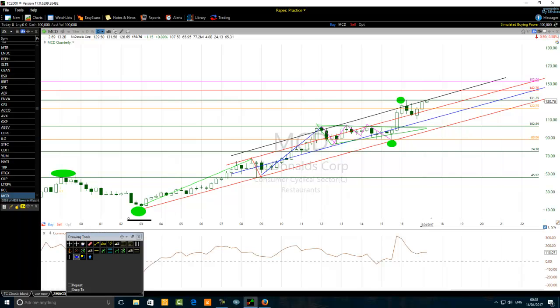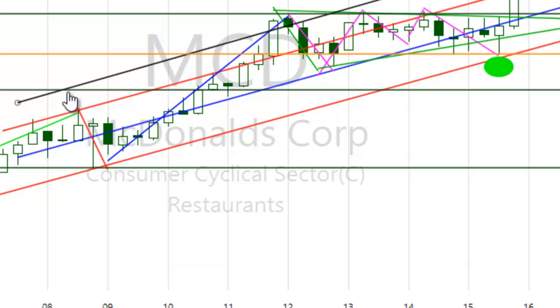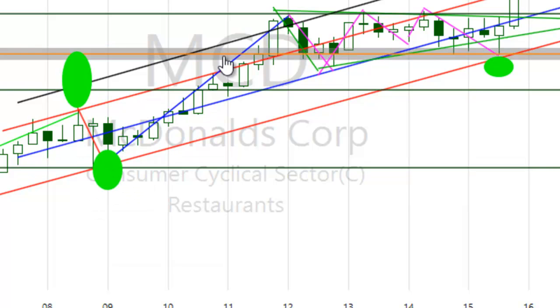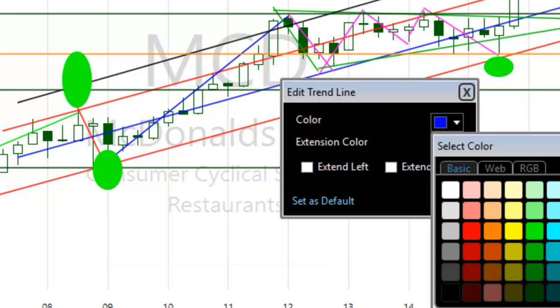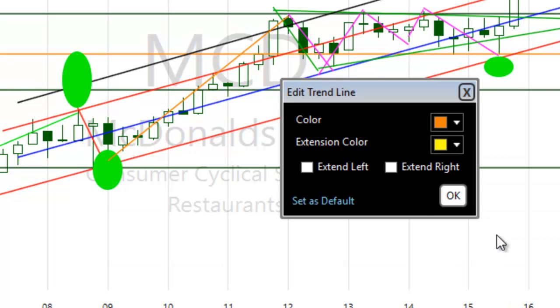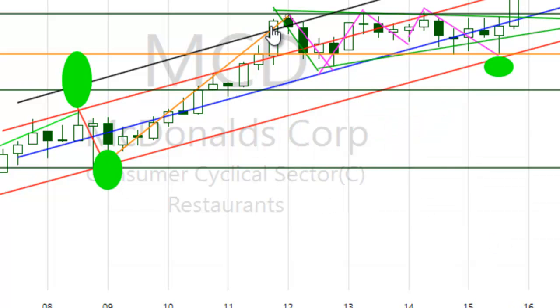So this is the first Elliott wave, from here to here for McDonald's stock, followed by the second Elliott wave right here. That's the red line here, and then we have the third Elliott wave. I'm going to color it in orange. That's the third Elliott wave right here, and now the fourth Elliott wave is a triangle, an A, B, C, D, E triangle, and we are now expecting the extension of the fifth Elliott wave.